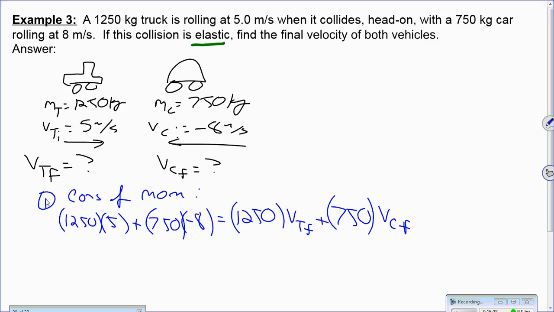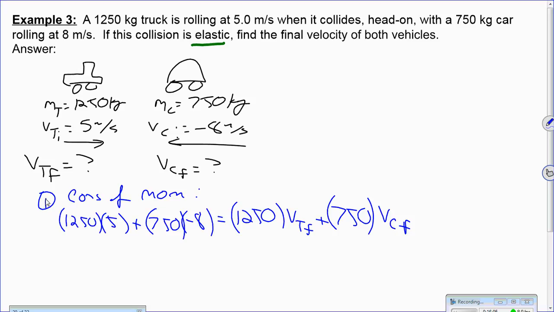Let me pause there for a moment so you can absorb that and make sure you understand it. Right, this is the total momentum before they collide, right? Mass times initial velocity plus mass times initial velocity. That's got to equal the total momentum after the collision. Mass times final velocity plus mass times final velocity. Good.